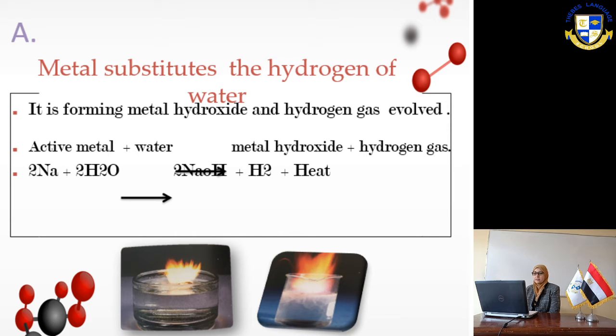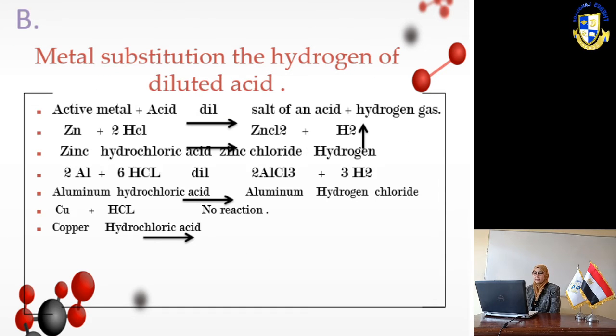Slide number 7. Here we have metal substituting the hydrogen of dilute acid. We bring 3 test tubes and put in each one dilute hydrochloric acid. In the first test tube we put zinc, in the second we put a sheet of aluminium, in the third we put copper. What can we see? The zinc reacts with hydrochloric acid and the aluminium reacts with hydrochloric acid, but the copper doesn't react with hydrochloric acid. Here we can see zinc is an active metal, aluminium is an active metal.